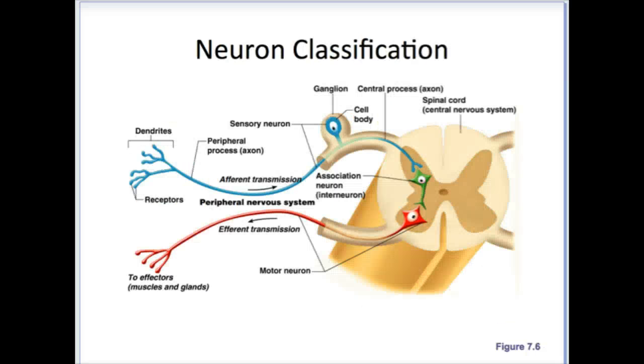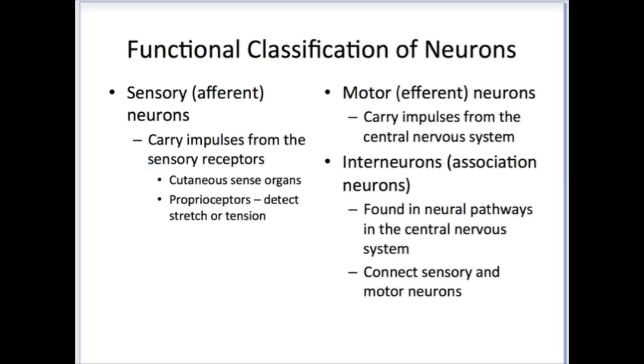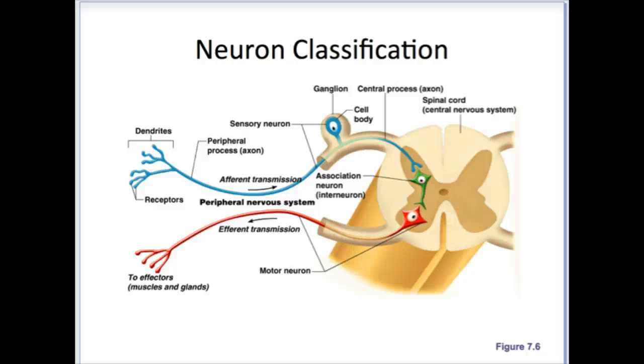Now, neuron classification is actually by two different ways. We have what's known as the functional classification, which is sensory, motor, and interneurons. Notice their location. So I have a sensory neuron that has the afferent transmission. So that sensory is basically my cause. It goes through an interneuron, which is within the central nervous system, and I produce my effect via the efferent transmission. So pay attention to the terminology.